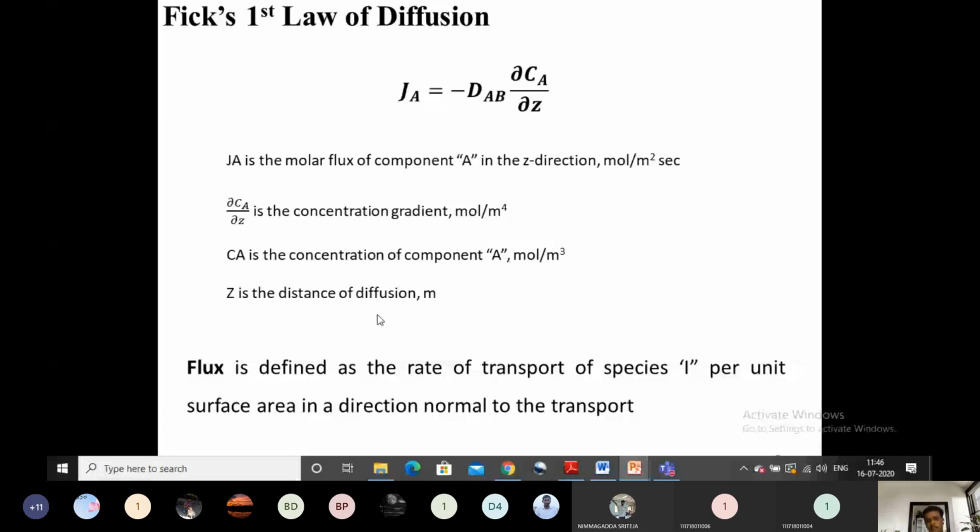So overall, the flux is defined as the rate of transport of species i per unit surface area in the direction normal to the transport. Remember, when we refer to rate, the units involve seconds. We are referring to moles per second. Rate of transport of species means moles per second, and the unit surface is meter squared. So flux is the transport of species i per unit surface area.